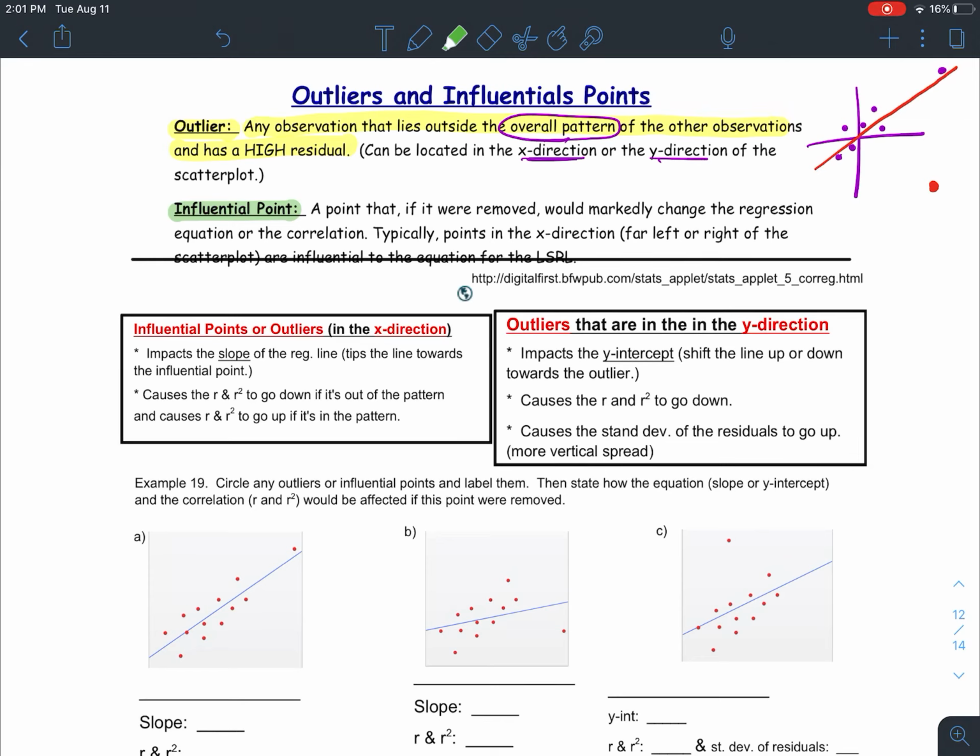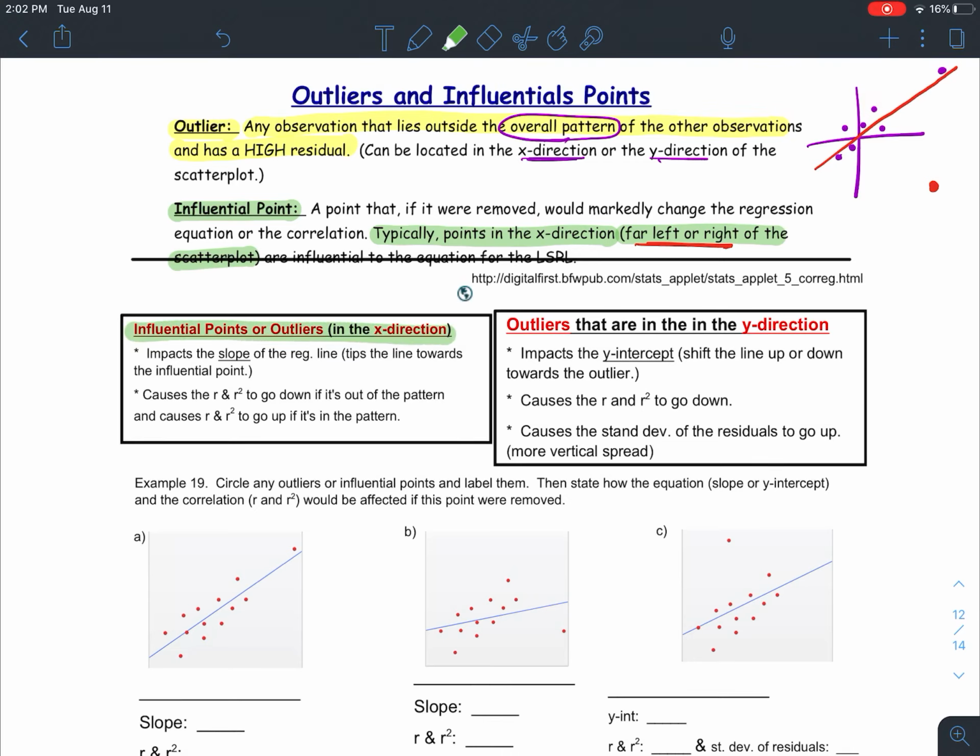An influential point is a point that if you were to actually remove that point from your data set, it would markedly change the regression equation, or it would also dramatically change the correlation, okay? Something worth noting, typically your influential points are located on the far left or the far right of your scatter plot in the x direction. So it would be something that if you removed it, it would really maybe tip the regression line and cause a big change maybe in the slope or in the y-intercept.